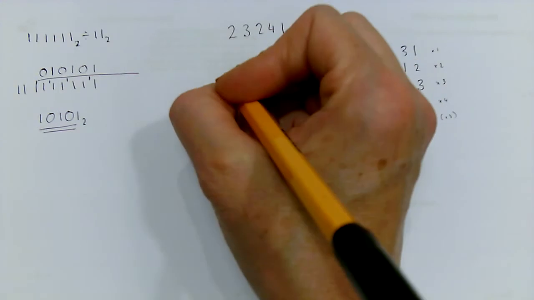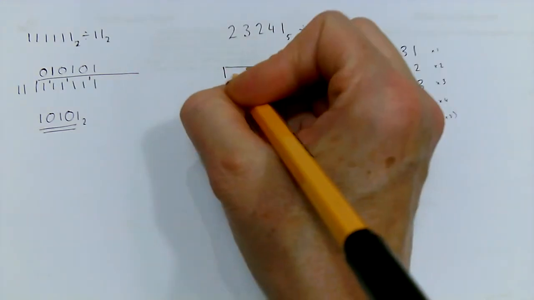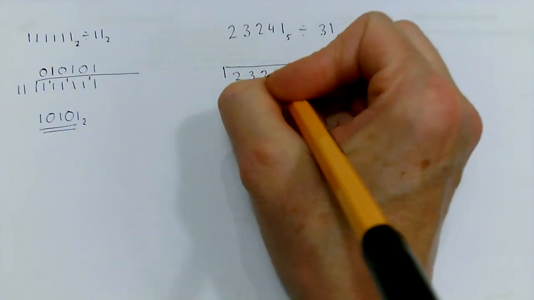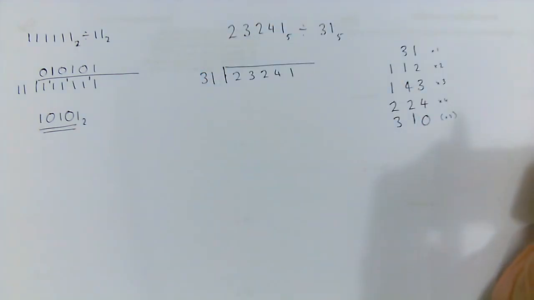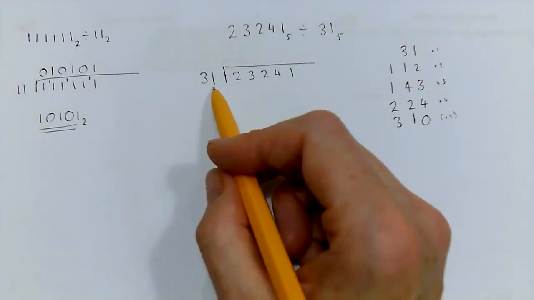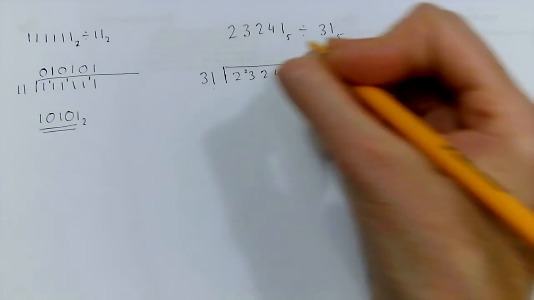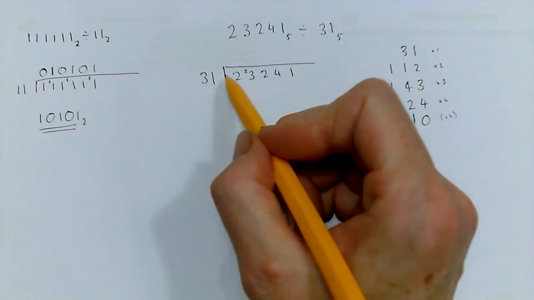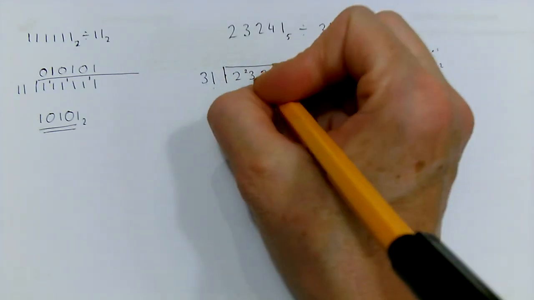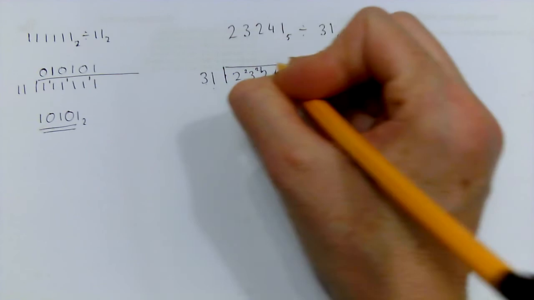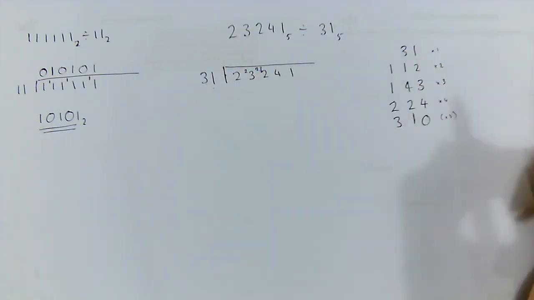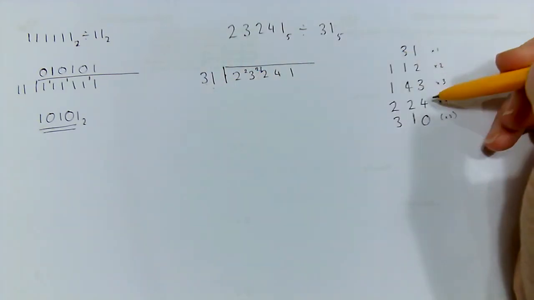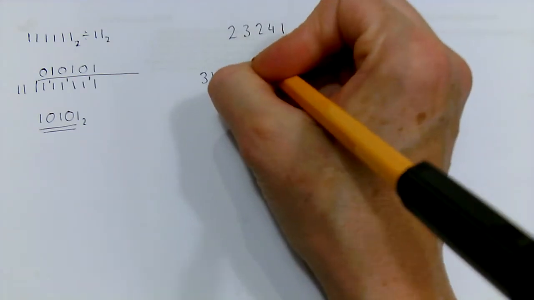Okay, let's start dividing. So we've got 2, 3, 2, 4, 1, and we're dividing by 3, 1. So first we think, how many 3, 1s go into 2? None. So we carry the 2 along. How many 3, 1s go into 2, 3? None. So we carry on the 2, 3. So now we're doing how many 3, 1s go into 2, 3, 2. So we look down our times table grid and it's 4.